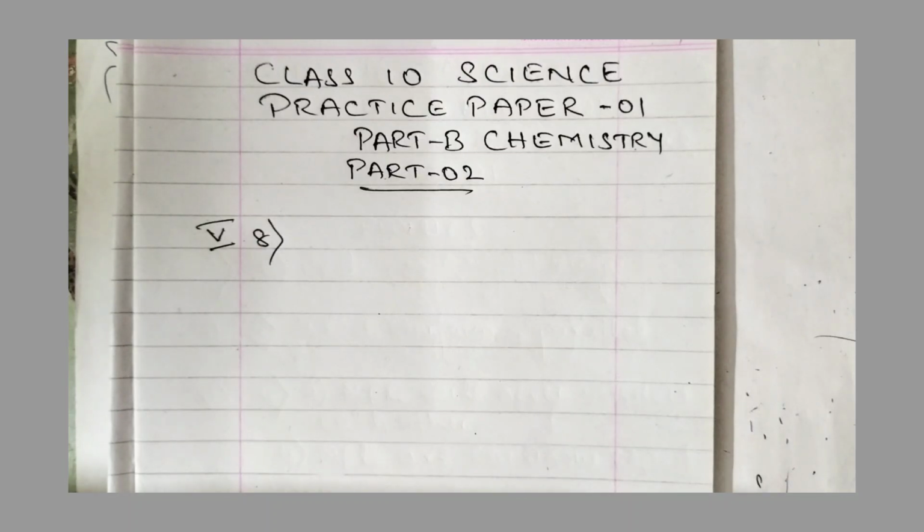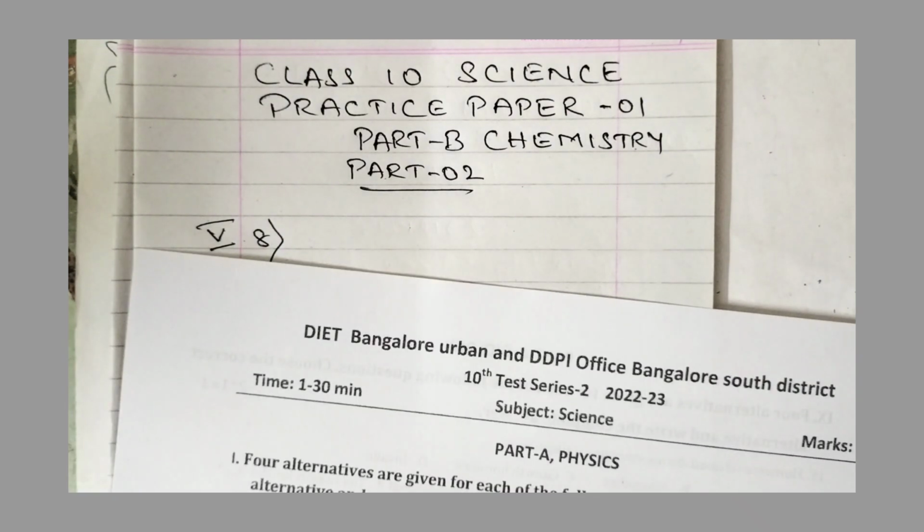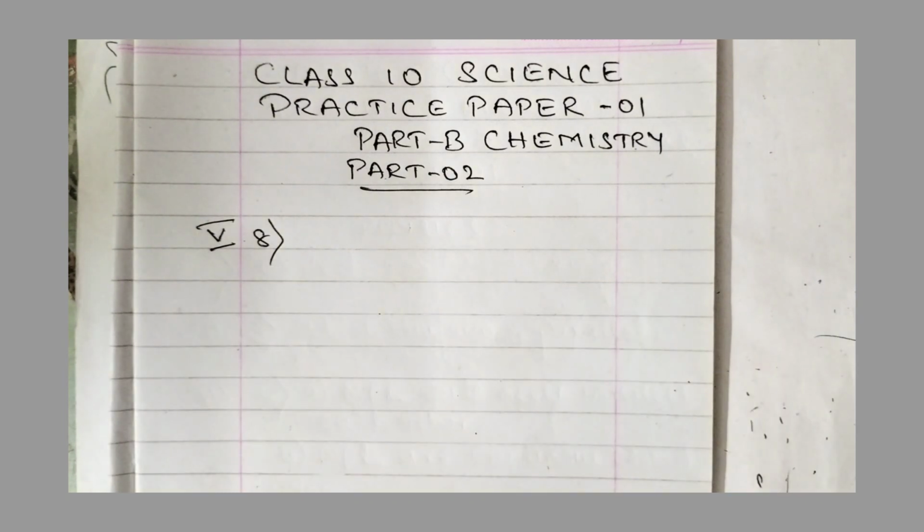So in this video we are going to continue class 10 science. This is practice paper number 1, for 40 marks. It includes 3 parts: part A physics, part B chemistry, and part C biology. So including all the 3 parts, it will be for 40 marks.